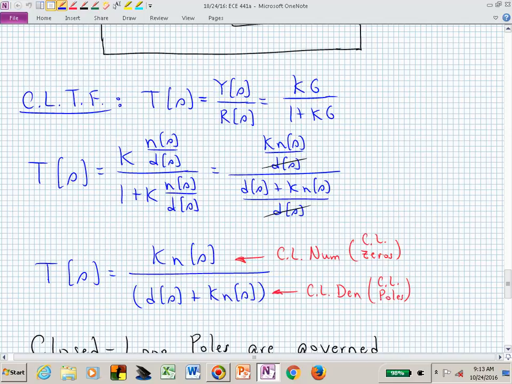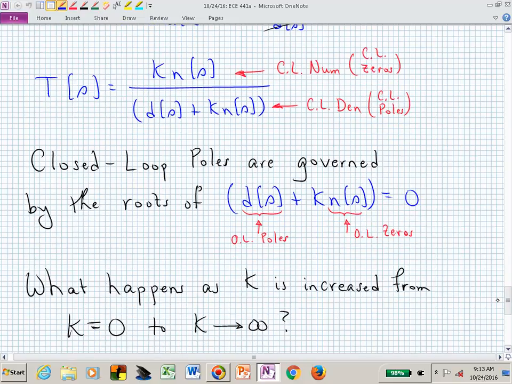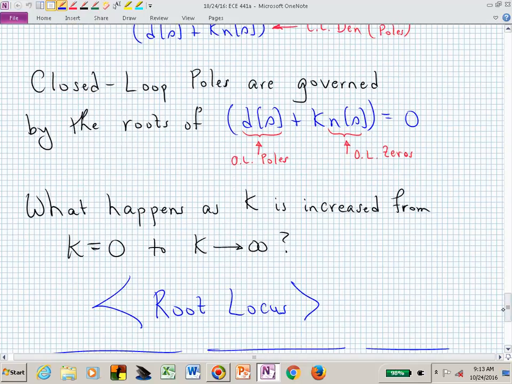But the closed loop poles have now been changed. And they are governed by the values of S that force this denominator expression to equal 0. That's a combination of some mix of open loop poles D and open loop zeros E. And how they are mixed is influenced by the parameter K. And we want to know what happens to these closed loop poles as K is increased from 0 all the way up to infinity. And that process will actually give us a locus of closed loop poles.